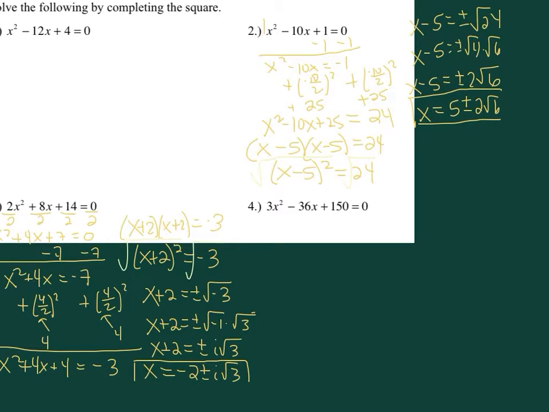We have an a value of 3. So again, we'll start by dividing every term by 3. So we'll have x squared minus 12x plus 50 is equal to 0. Next step is to move the constant to the right-hand side. So we have x squared minus 12x equals negative 50. Now I'm going to take half of the negative 12, square it, and add it to both sides.